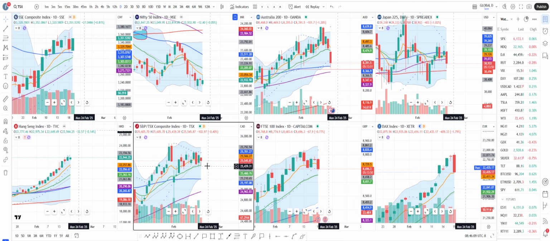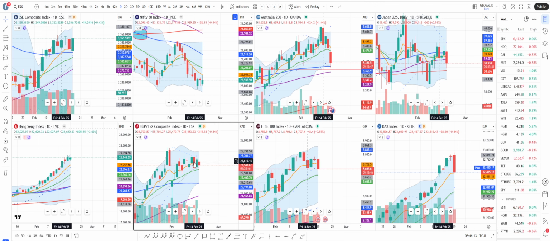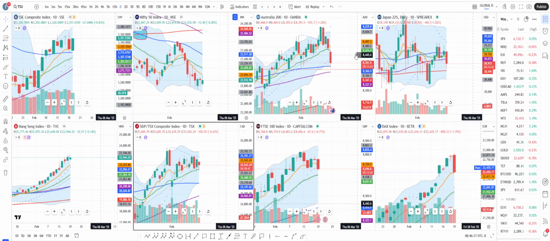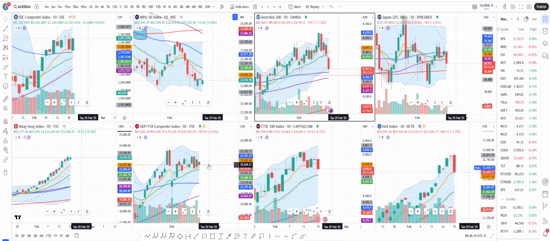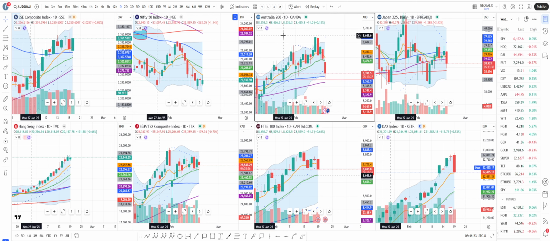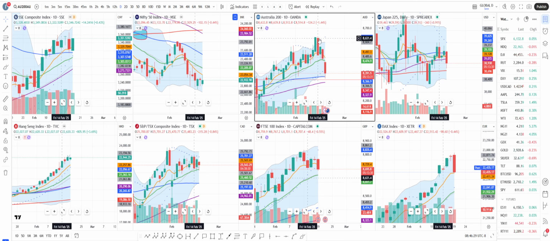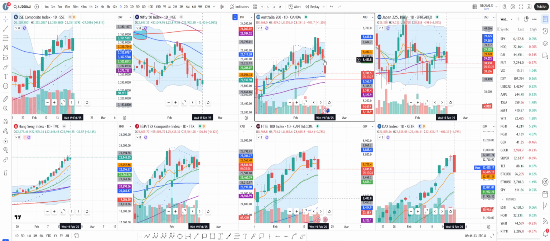TSX right now is somewhat neutral, trying to negate this bearish engulfing it received on Friday, but I would say it's very vulnerable right now. If we look at Australia, the Australia index right now is falling, with the bearish engulfing, an attempt to negate it, and another move down.